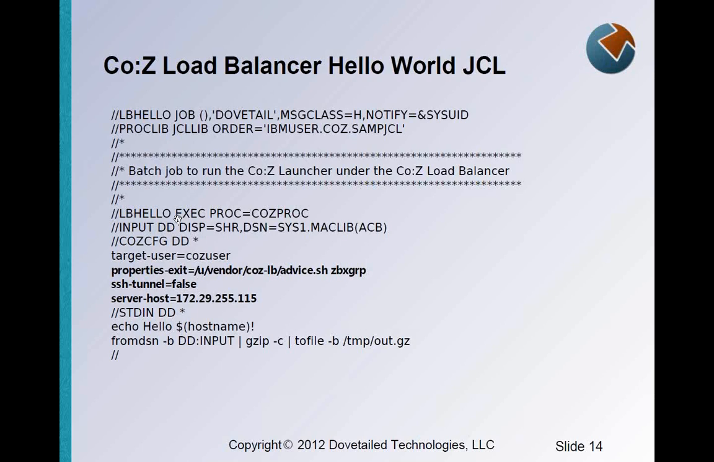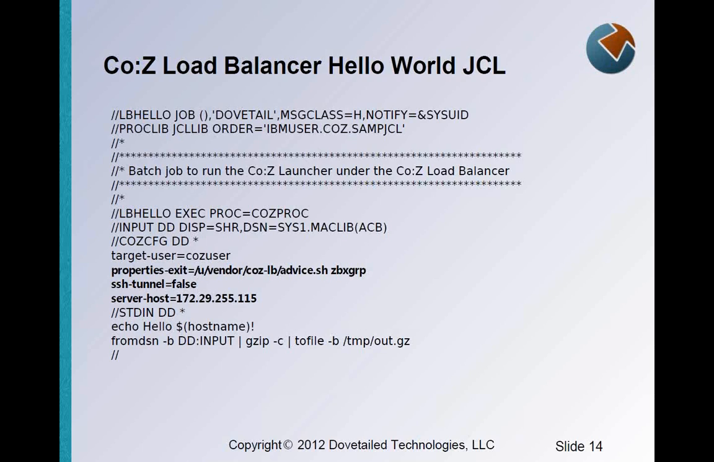Secondarily, we have an input DD defined, and this is just a test DD to demonstrate some of the Cozy launcher features. It's simply referring to a member, some random member in sys1.maclib. We're actually going to be looking at the ACB member here. And then next we have the configuration for the Cozy launcher itself, and that's in this Cozy CFG inline DD.